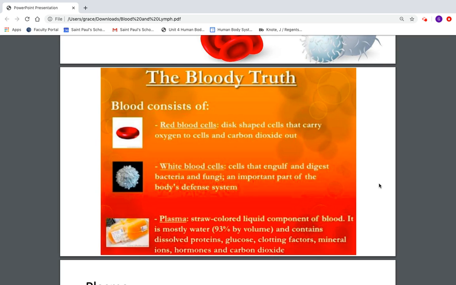And lastly, we have plasma, which is the straw-colored liquid component of blood. It is mostly water but contains proteins, glucose, clotting factors, minerals, hormones, and carbon dioxide. So plasma is the only actual liquid component of blood. The rest of blood is made up of cells. Those cells are red blood cells and white blood cells.